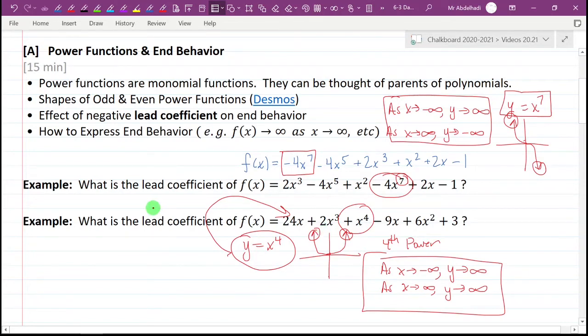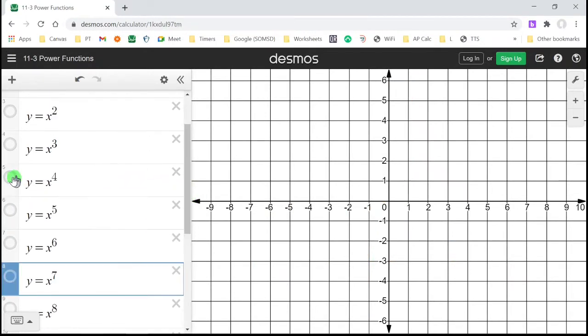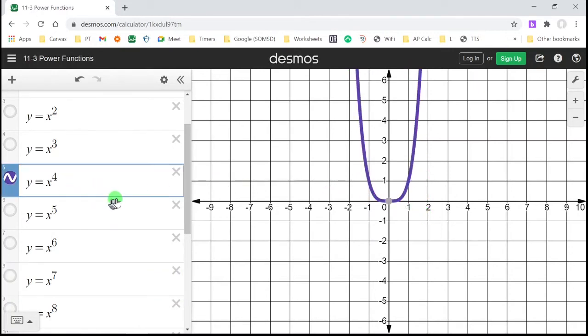So check this out. Let's go back to Desmos, and let's go to y equals x to the 4th. There it is. And we know the end behavior is up on the left, up on the right. As x approaches negative infinity, y approaches infinity. As x approaches infinity, y approaches infinity. But let's say we start adding some terms to this. There's a 4th power term there. That's the original, the main term there.